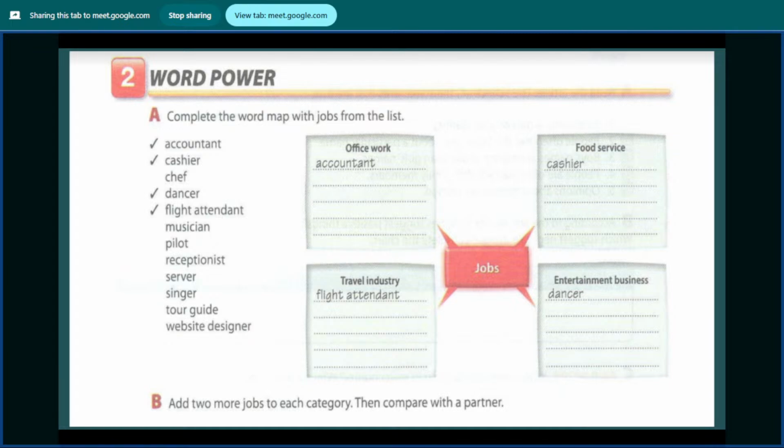Cooks in a restaurant. Then this is a website designer, this is a tour guide, and this, pronunciation is receptionist. Okay, easy. बाकी सगळे easy आहेत, अजून कोणते difficult नाही आहेत. Chef is only the one which people usually mispronounce. Okay, so do this for homework.